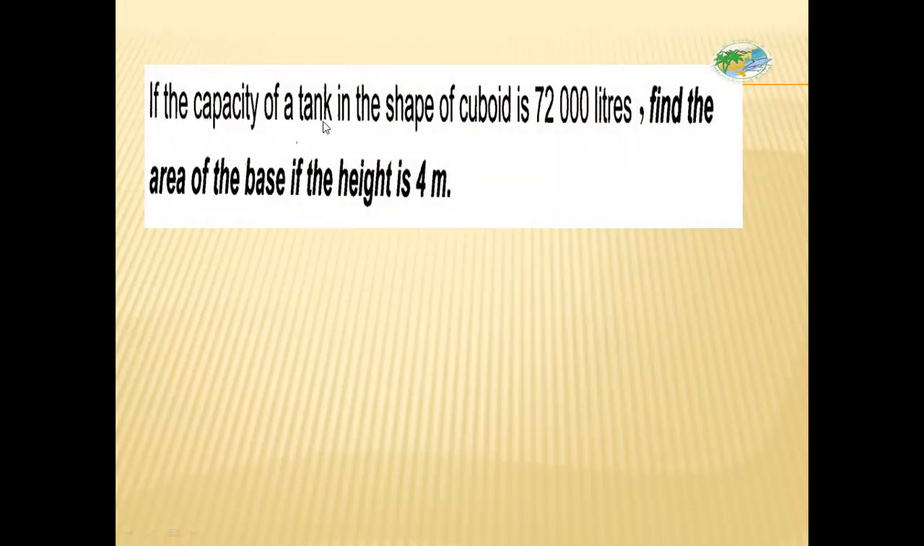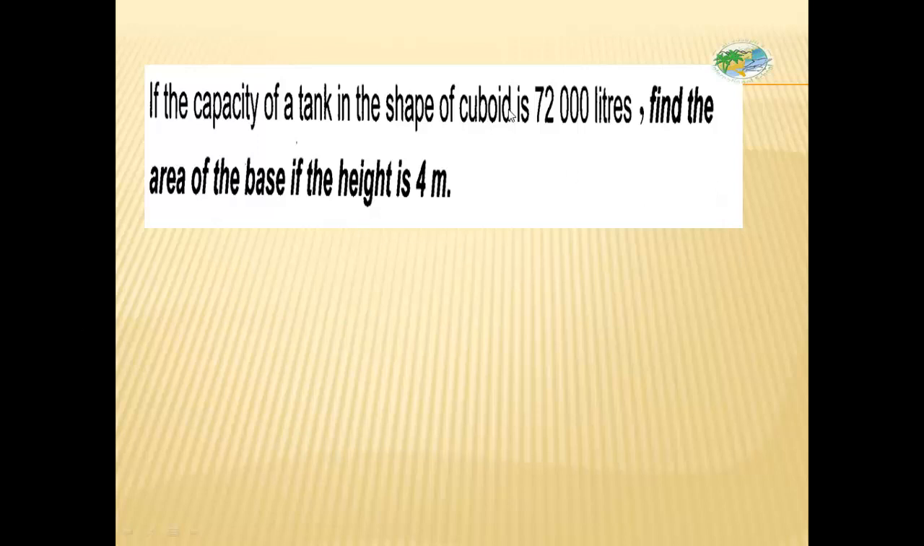If the capacity of a tank in the shape of a cuboid is 72,000 liters, this is what? This is the dimensions. Liters meaning volume. The volume, the capacity of the tank in the shape of a cuboid. Find the area of the base if the height is 4 centimeter. Then we have the volume and the height. Find the area of the base. So the base area equals what?